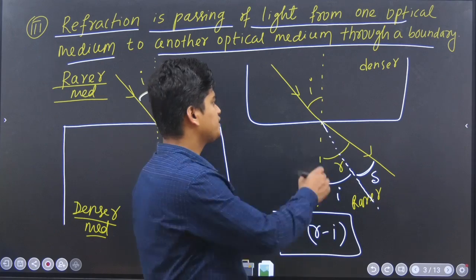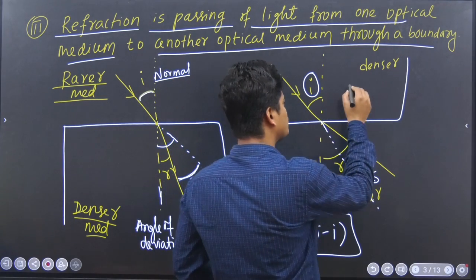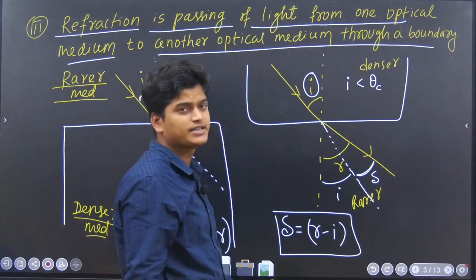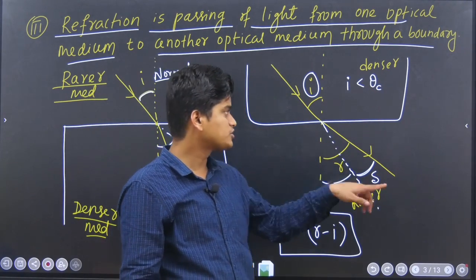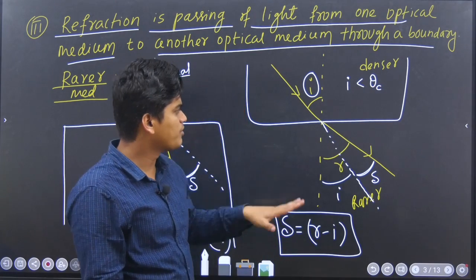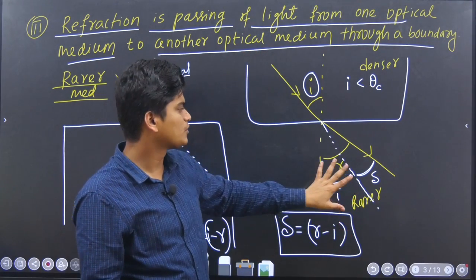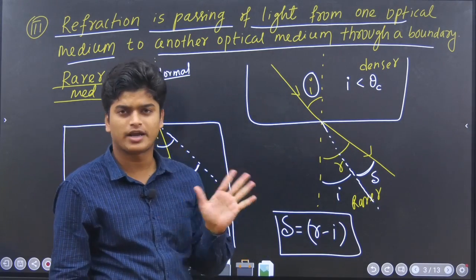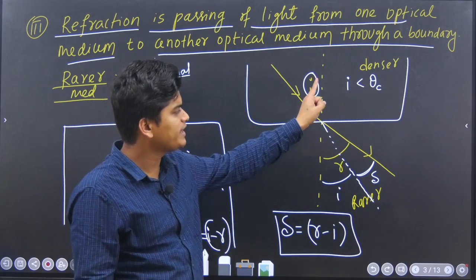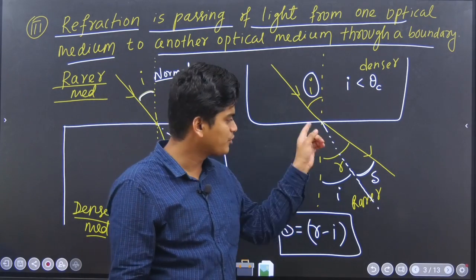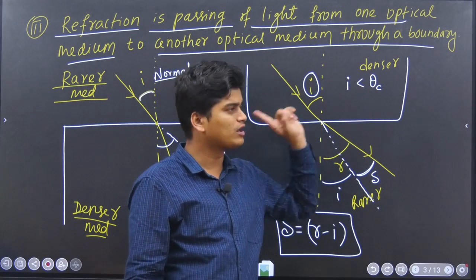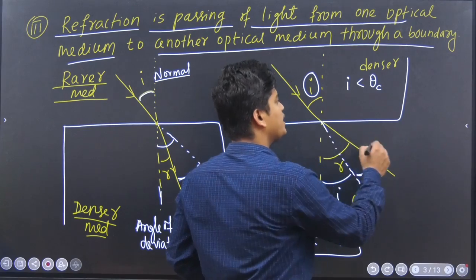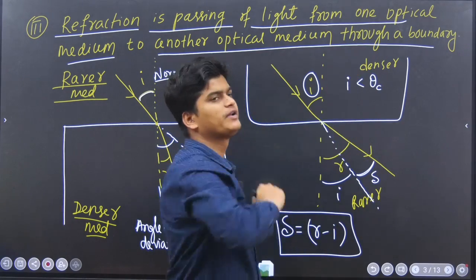And one more thing to understand: here, when you are talking about this I, it should obey a certain condition. It should be less than the critical angle. Theta c is called the critical angle, which we will study when we study total internal reflection. So remember, when the light ray is coming from denser to rarer medium, it does not mean that refraction will happen every time. When incidence angle is less than the critical angle, only then refraction will happen. If it becomes equal to theta c, then the light ray will go along the surface, this way. If it becomes greater than theta c, then it will totally reflect.